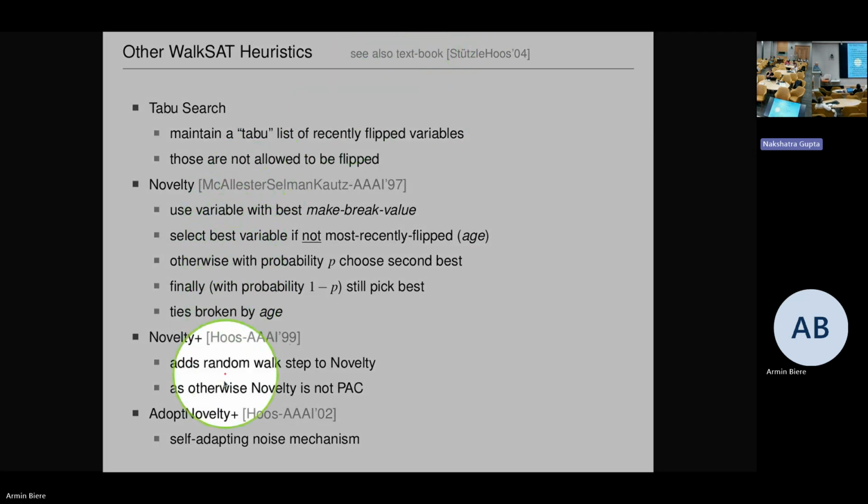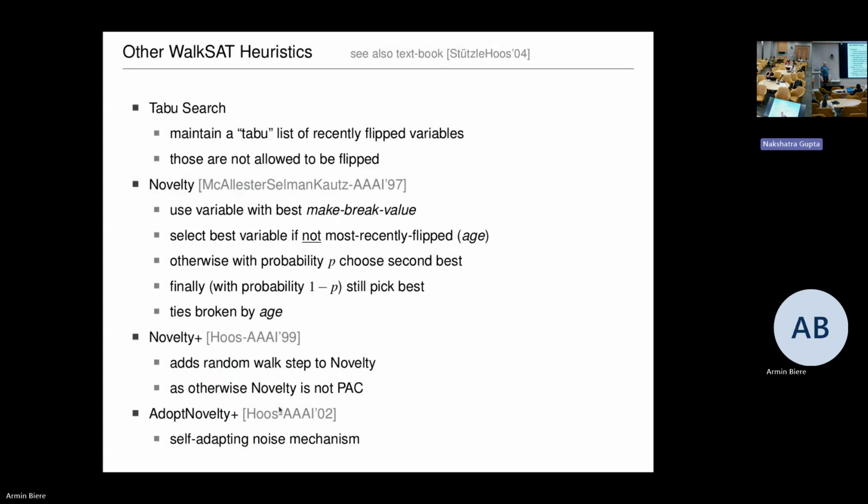Then there are some papers, and actually this is just a selection, right? There are, as I said, like 40, 50 papers. So they do ties broken by age. This is kind of an implicit score, which is similar to this taboo.